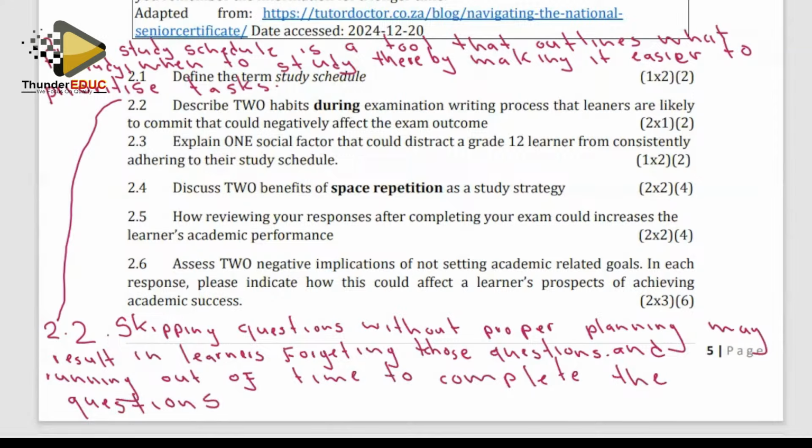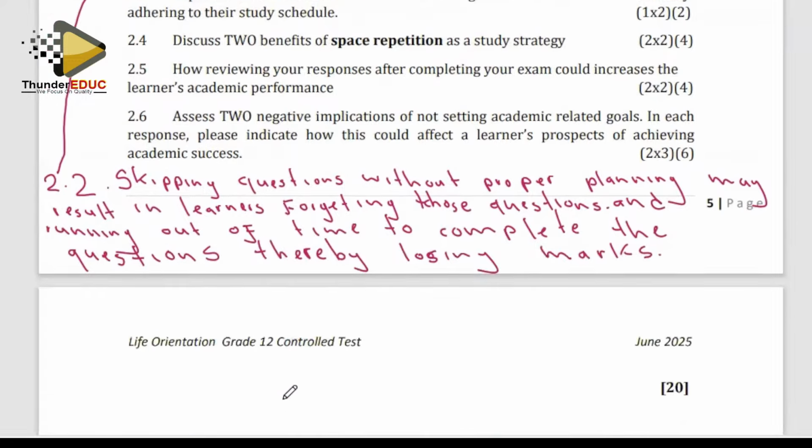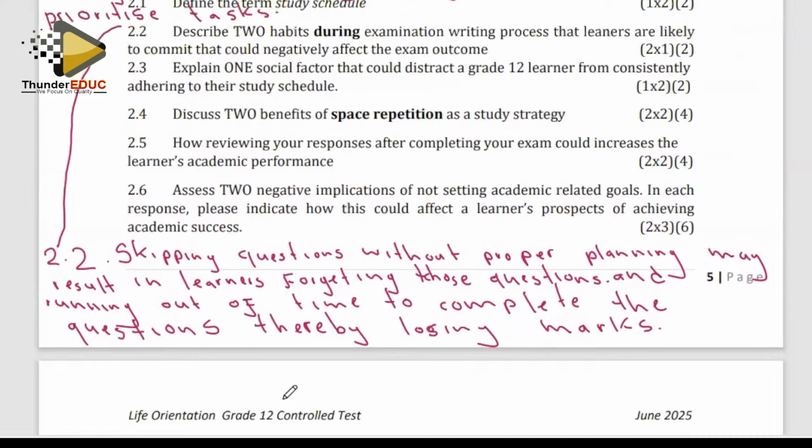Thereby losing marks. So there are some learners, as they are writing an examination, they skip certain questions. Then when they get to the end of the examination, they might forget that they've skipped questions in the middle. Then after forgetting, they would actually run out of time to refer back to those questions, and eventually they lose marks. So that is one habit during the examination which might affect academic performance.